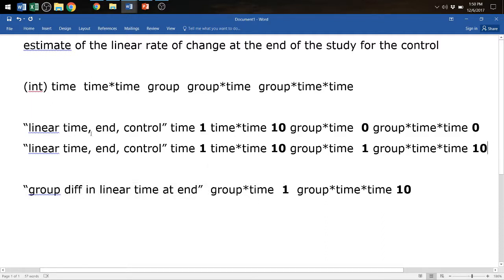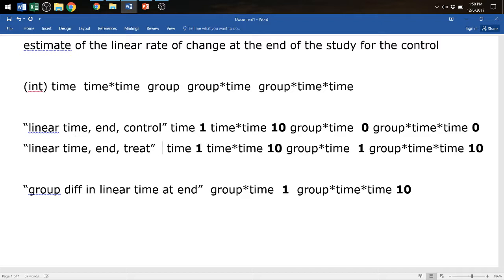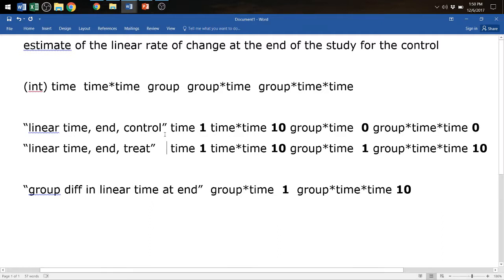The other way that you can figure out what this would be without thinking about interaction terms is say, well, I found what the control group's linear time slope should be at the end in the first line there. I found what the, I should change it here. Let's put this as treatment. I found what the other group should be. If I take one line and subtract the other, that gives me my group difference, right? So what is 1 minus 1? 0. What is 10 minus 10? 0. What is 1 minus 0? 1. What is 10 minus 0? That's where we are.